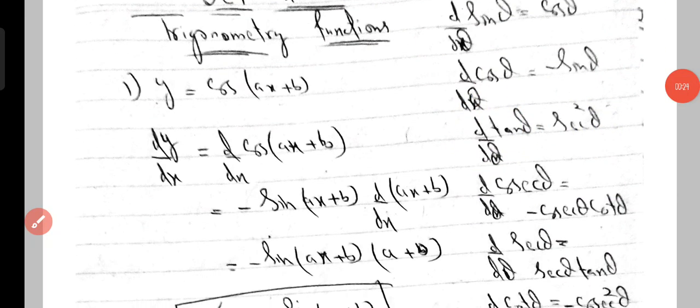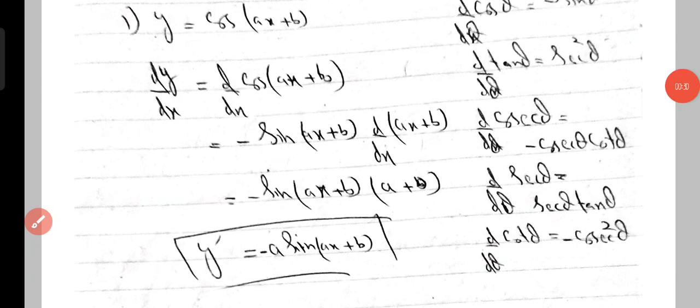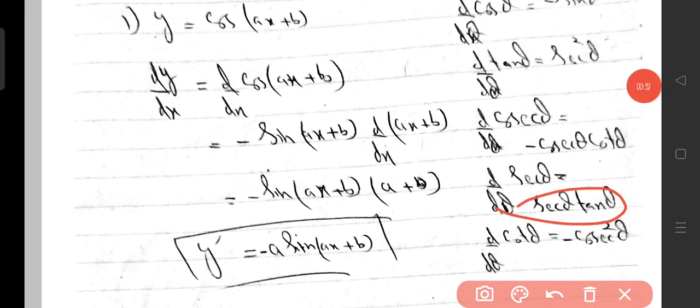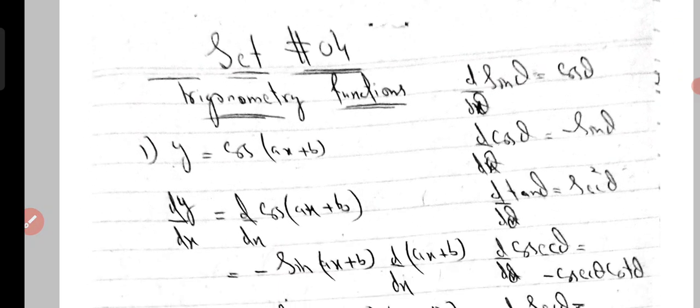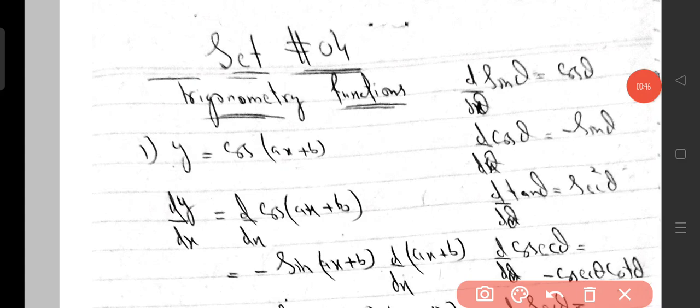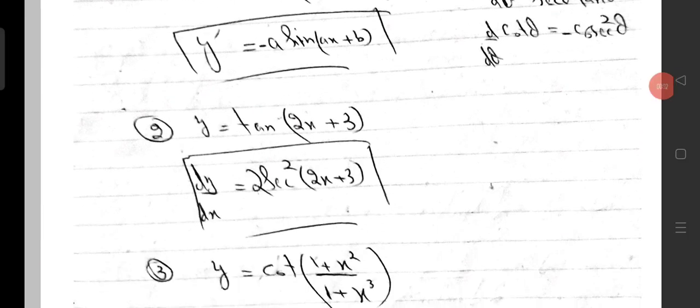The derivative of cosec theta is equal to minus cosec theta cot theta, and the derivative of sec theta is sec theta tan theta, and the derivative of cot theta is equal to minus cosec square theta. So we will use these basic derivatives to solve our questions. Now I want to write some other type of formulas.